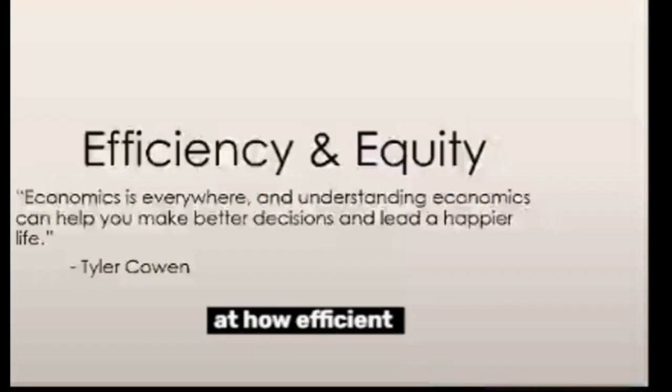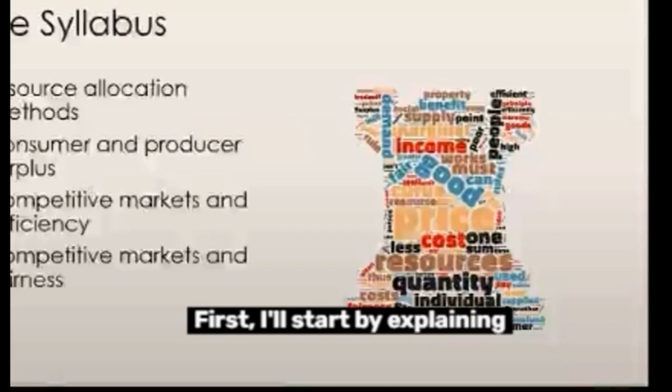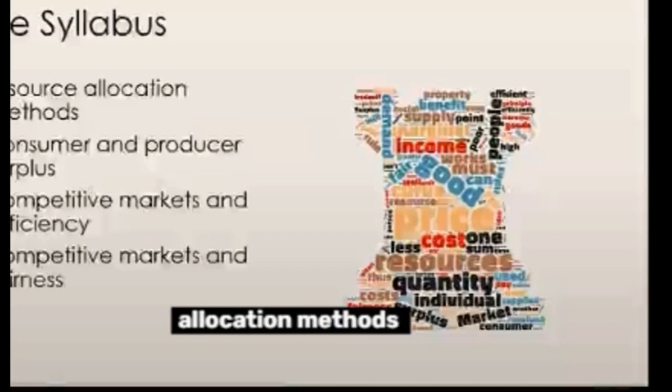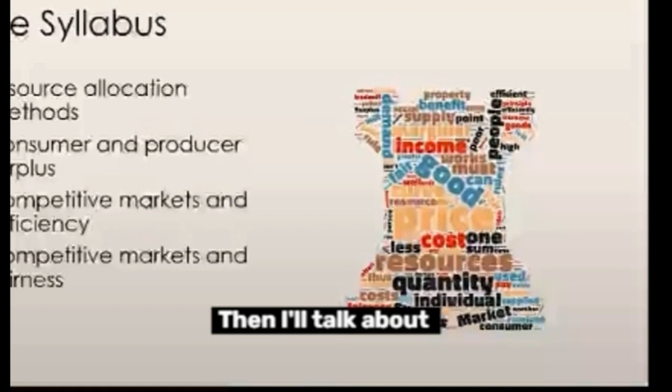In this lecture, we'll look at how efficient and fair different resource allocation methods are. First, I'll start by explaining some of the possible resource allocation methods that exist. Next, I'll introduce the concepts of benefits, costs, and consumer and producer surplus. Then I'll talk about how the competitive market gives us the most efficient outcome. Lastly, we'll discuss if the most efficient outcome is quote-unquote fair.